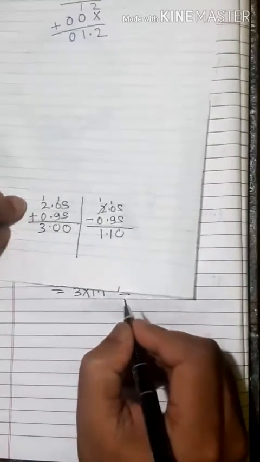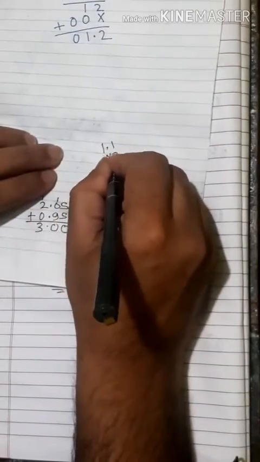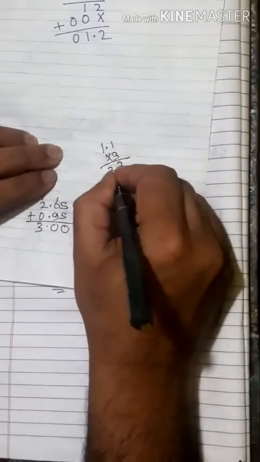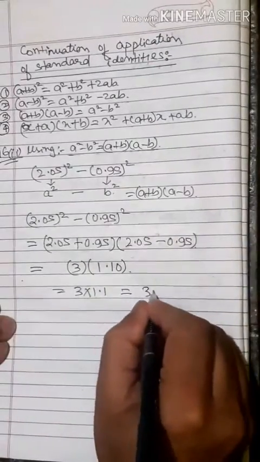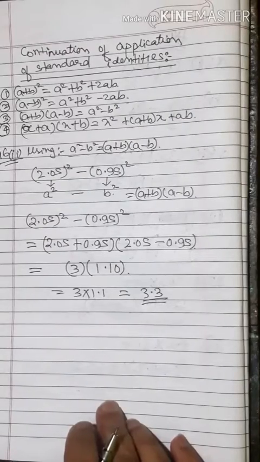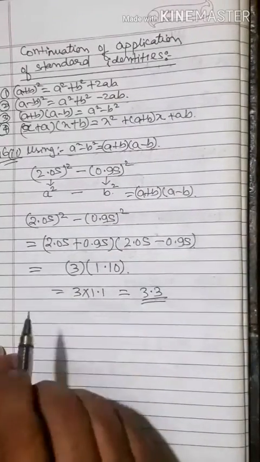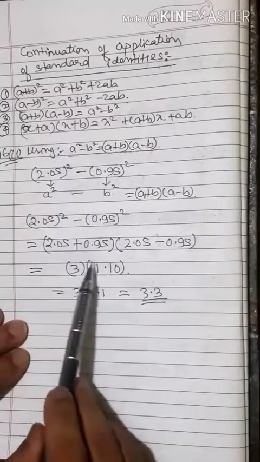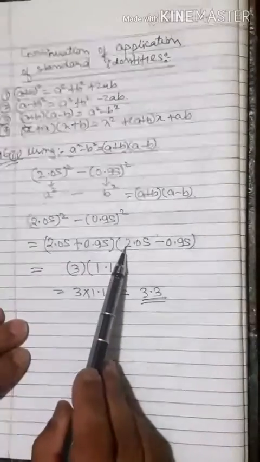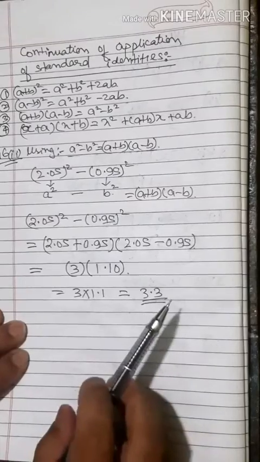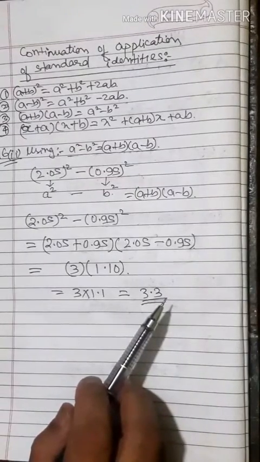Let us multiply this. 1.1 multiplied by 3: 3 ones are 3, 3 ones are 3, decimal point after one digit, 3.3. So our final answer for this question is 3.3. I hope this sum is clear to you. This was a very simple, straightforward sum. a square minus b square is equal to (a plus b) multiplied by (a minus b); 3 into 1.10 is 3.3.